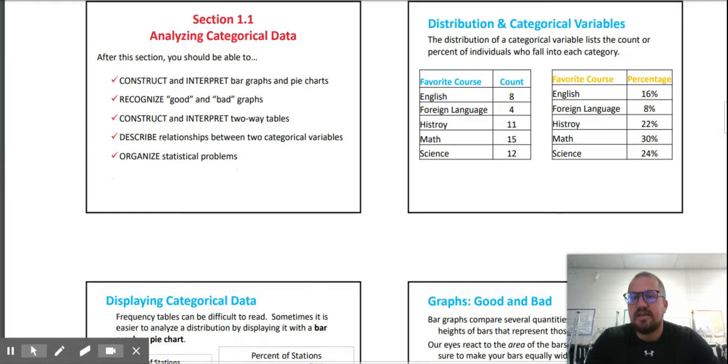So in this first section where you're analyzing categorical data, we're going to look specifically at bar graphs and pie charts and recognize what are some good ones and bad. Construct and interpret some two-way tables. So we're going to be able to look at two-way tables and describe the relationship between two categorical variables.